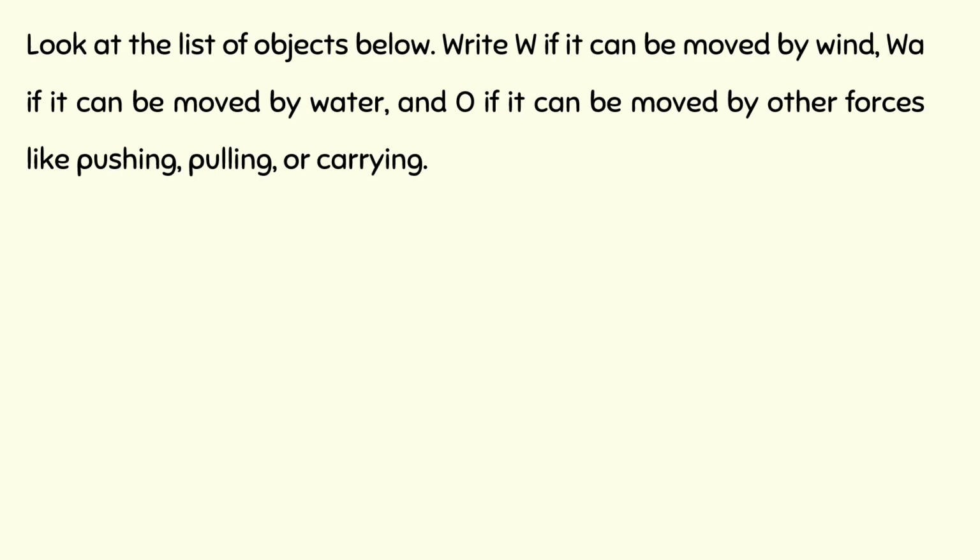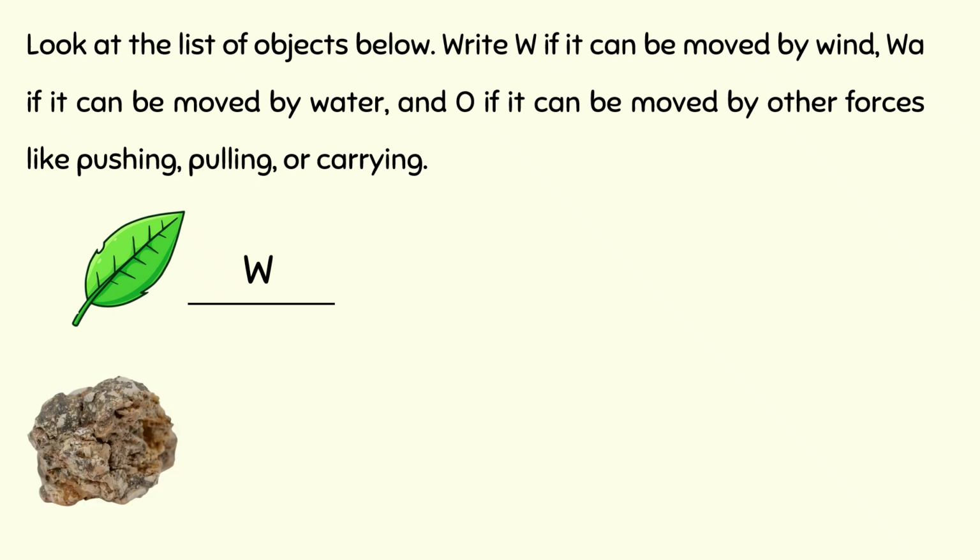Look at the list of objects below. Write W if it can be moved by wind, Y if it can be moved by water, and O if it can be moved by other forces like pushing, pulling, or carrying. Leaf. What is your answer, kids? It is big letter W. It can be moved by wind.